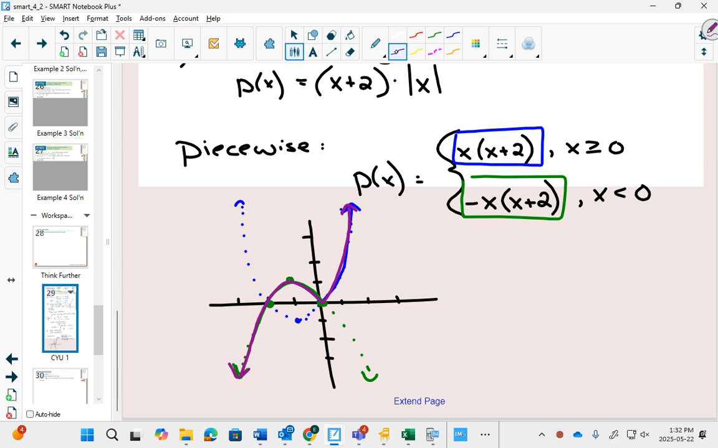Both of those pieces put together. Actually a very dangerous graph because it's a really, really sharp point right there. If you touch it, you'd probably cut your finger and it would bleed.